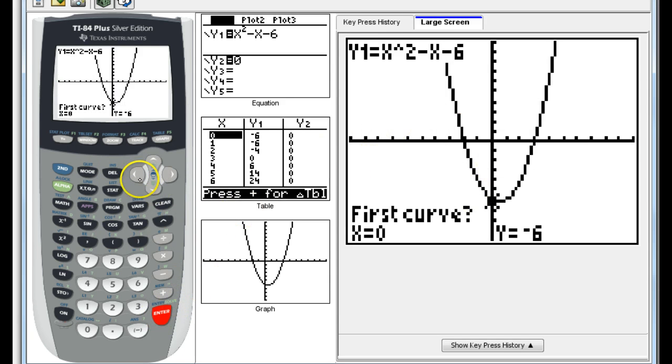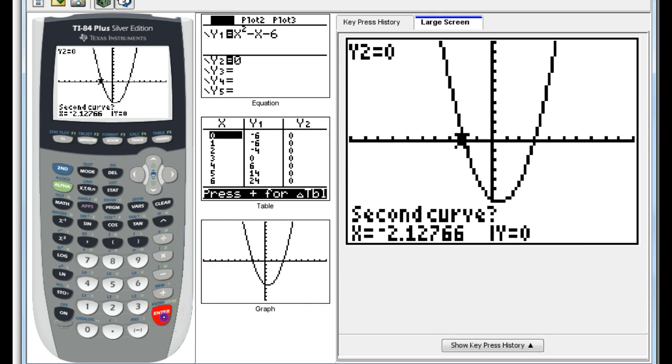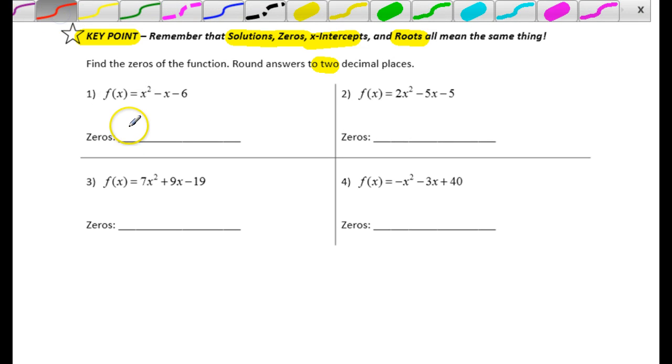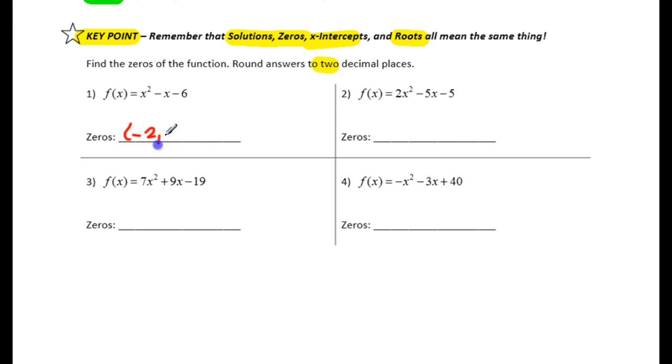Move the cursor close to one of the intercepts. I like just going to the left side first. That's pretty close. Enter, enter, enter. And here we see that's a whole number, negative 2, 0. Alright, so let's go put that for one of the answers. Negative 2, 0.